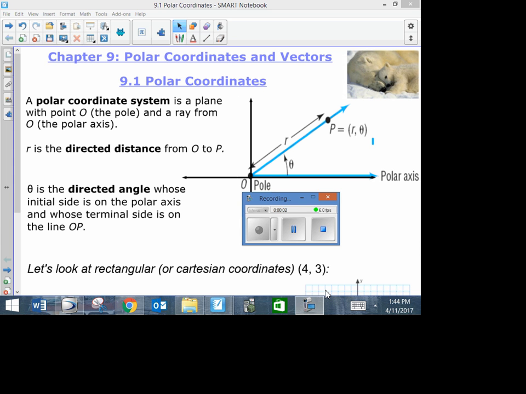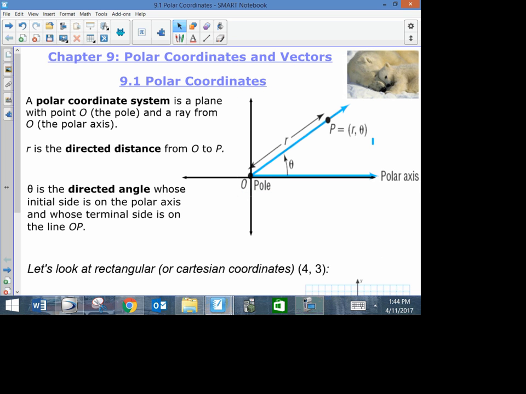Polar coordinates. Polar, as opposed to, do you know what the other kind of coordinates are called that we usually use? Rectangular coordinates. Okay.